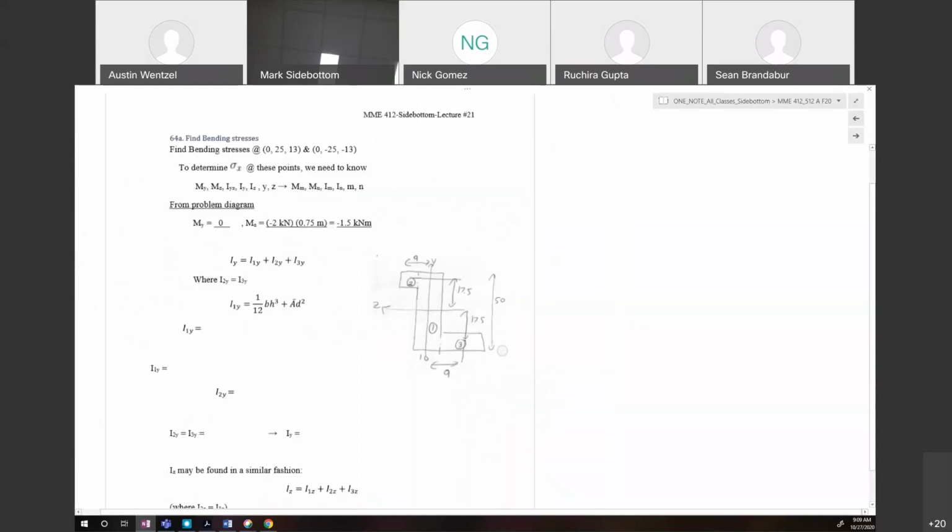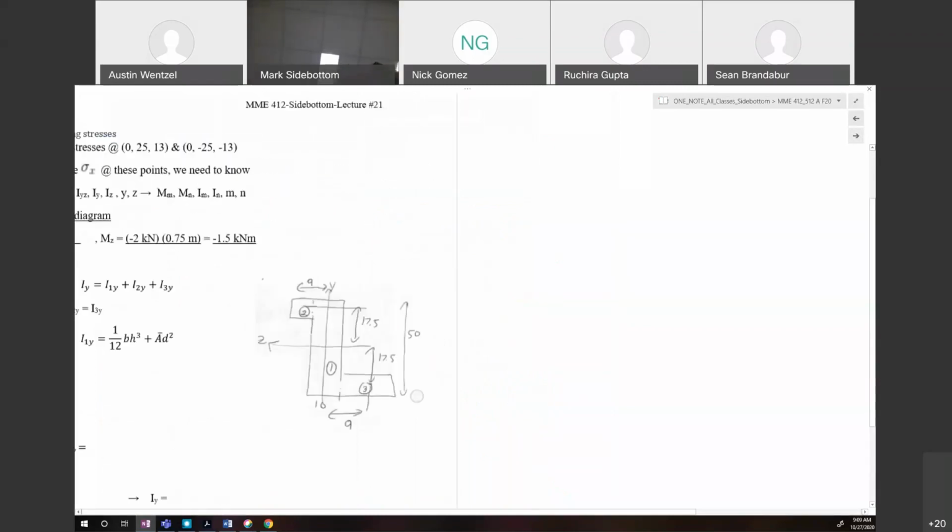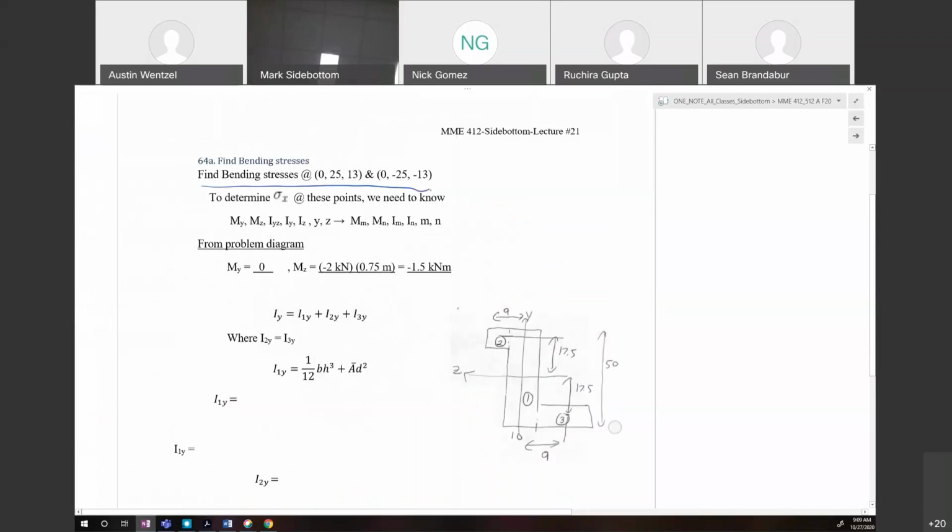All right. So the first thing, we want to find the bending stresses at these 2 points. To determine the stress at these points, we need to know the moments My, Mz, and the moments of inertia Iy, Iz. We need to know the bending moments My and Mz, what the moment of inertia is about the y and z axes, and we need to know y and z. We're going to convert all these values from our yz coordinate system to our mn coordinate system, where m and n are our principal axes.